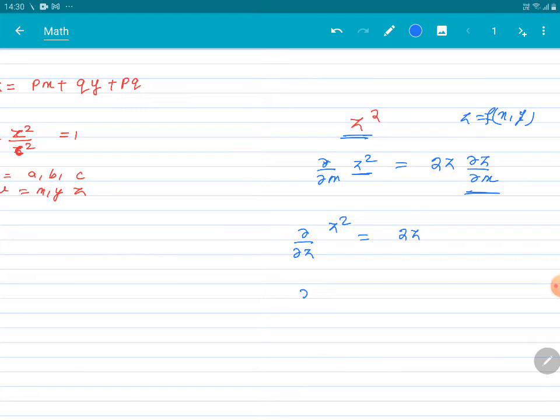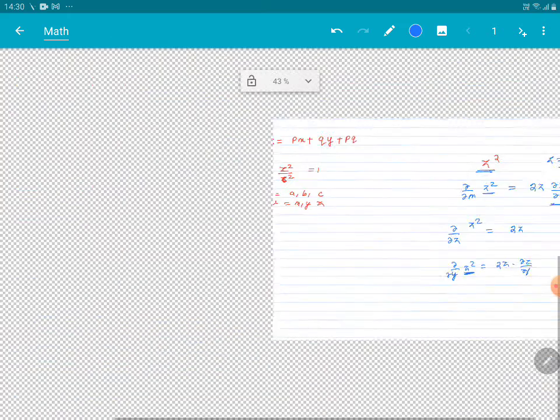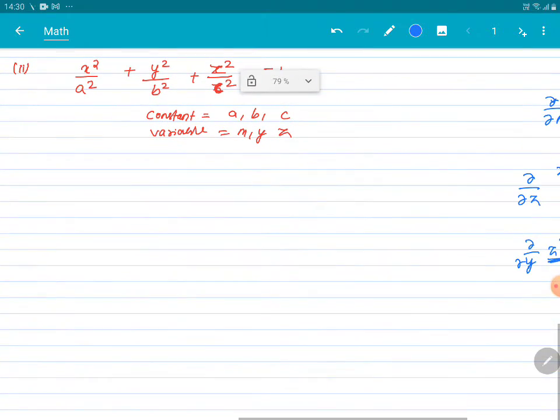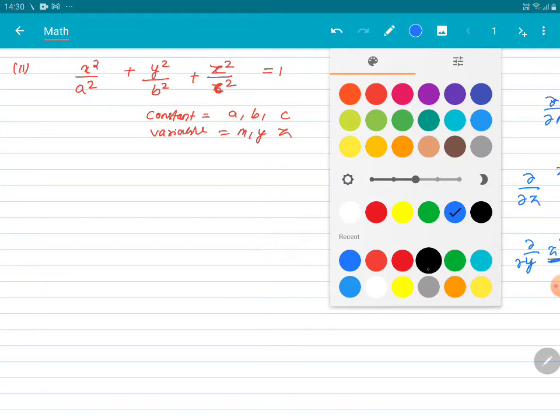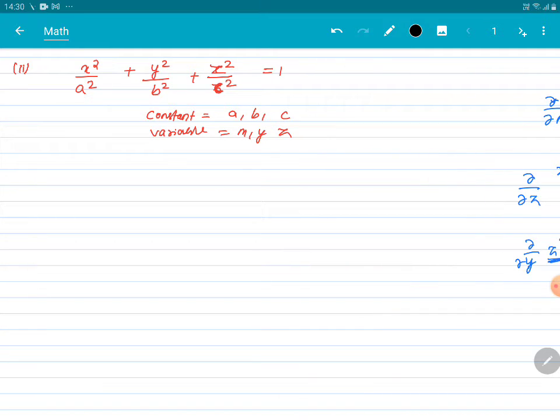Similarly, the derivative with respect to y is 2z into del z by del y. This is not a constant, because it is a function of x comma y. Now come here: we first need to eliminate a, b, c. How do we eliminate them? The first step is always to differentiate with respect to x.